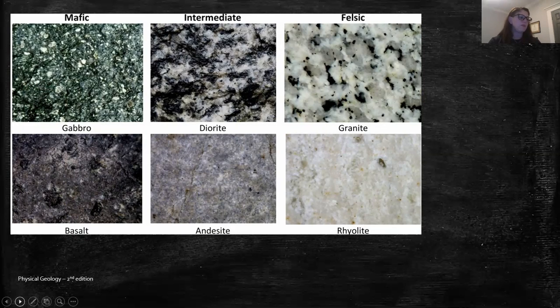Intermediate magmas fall between felsic and mafic. Typical intermediate rocks include diorite and andesite. These are produced during the conversion from mafic to felsic, or from hotter to cooler.